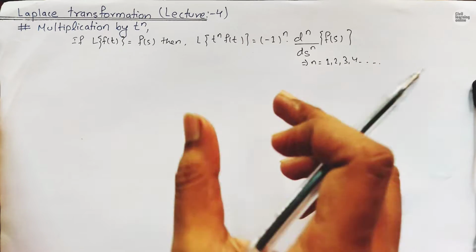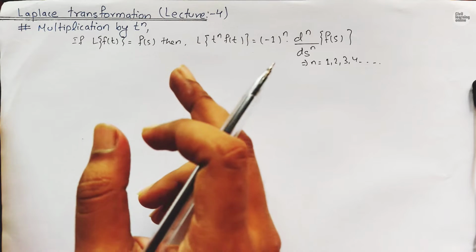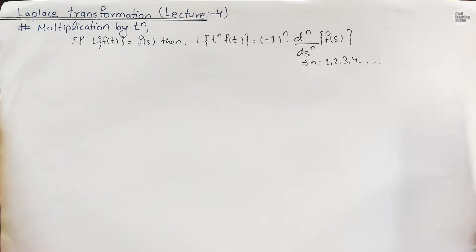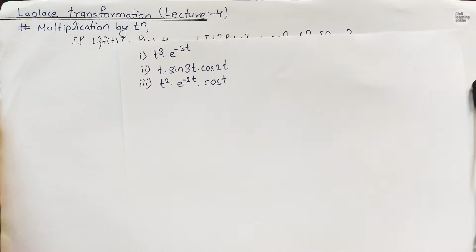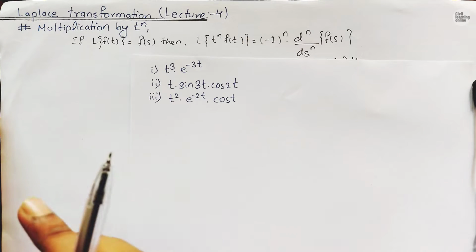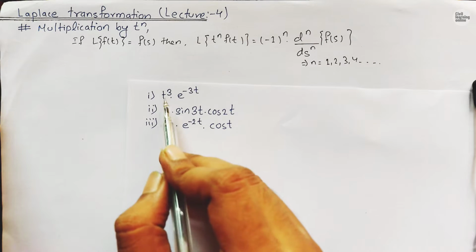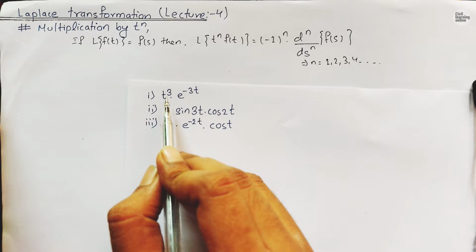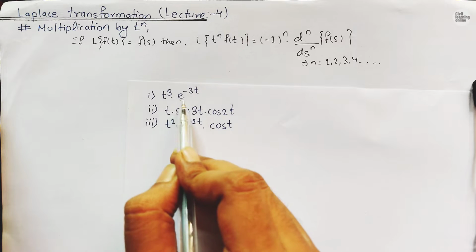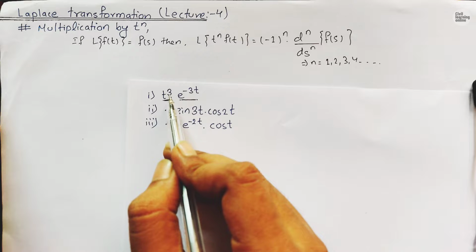Now this condition you must remember when we are going to solve any problem given in the form of multiplication by t to the power n, and for that I have selected some numerical problems which I am going to solve in this video and make you clear with this concept, where n is 1, 2, 3 and 4 and so on. Our first numerical problem is t to the power 3 times e to the power minus 3t. Here the exponential function is multiplied with t to the power 3, that is, multiplication by t to the power n.